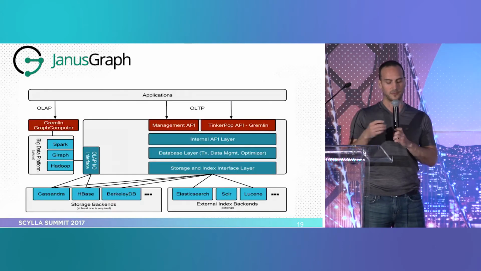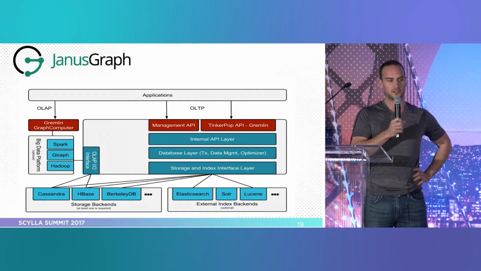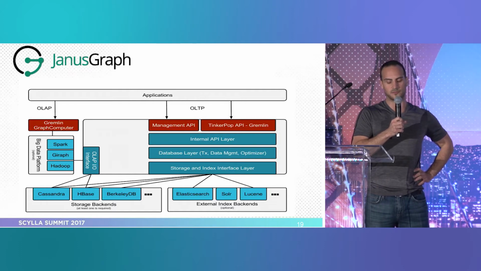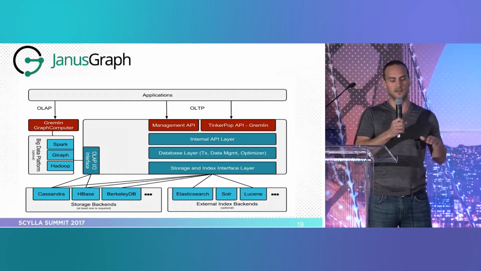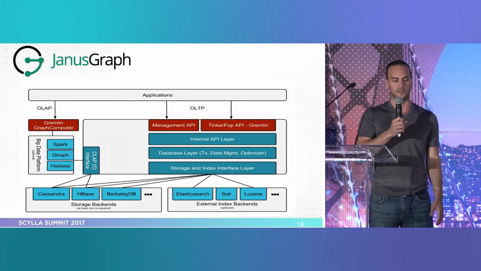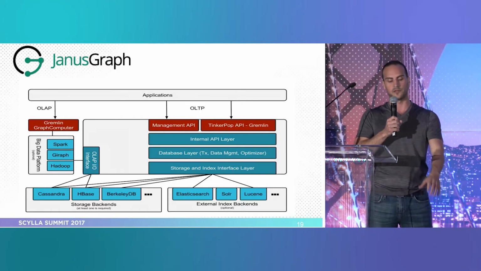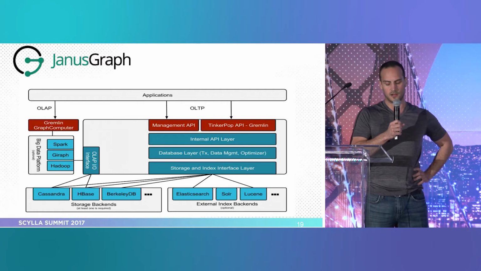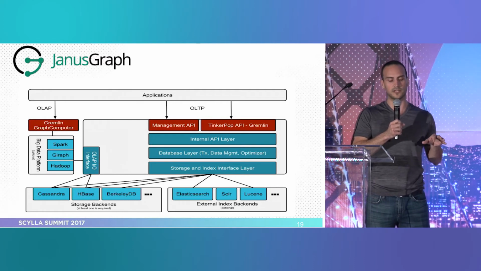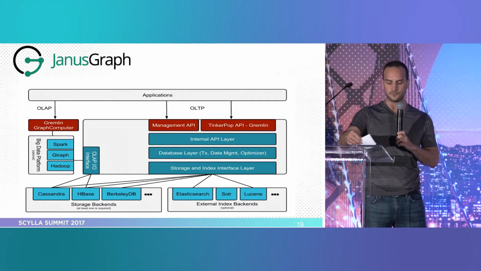So if we go back to this picture, the other draw to using Janus Graph, other than just pluggable backends, is the fact that Janus Graph is very easily horizontally scalable, and again, that's the OLTP side of this diagram. And this scalability really is the main draw to Janus Graph as opposed to any other graph database on the market.